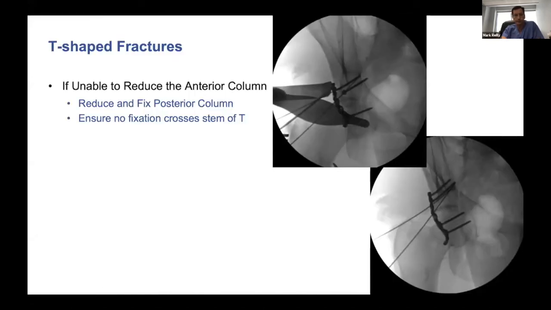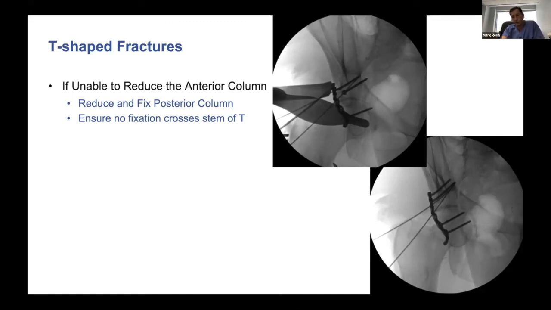So if we're unable to reduce the anterior column, what we need to do is first make sure that we didn't place any fixation that might be blocking the anterior column reduction. As you can see here, I have a lag screw that was placed across the posterior column that was interfering with my anterior column reduction. But if we're unable to reduce the anterior column, we're going to have to reduce and fix the posterior column.